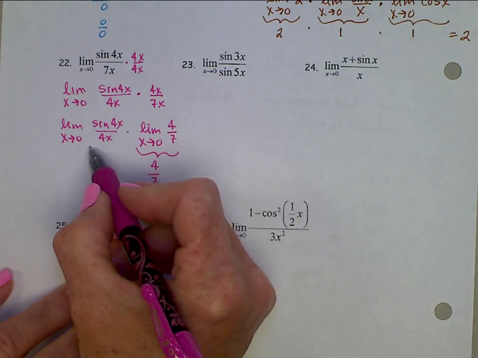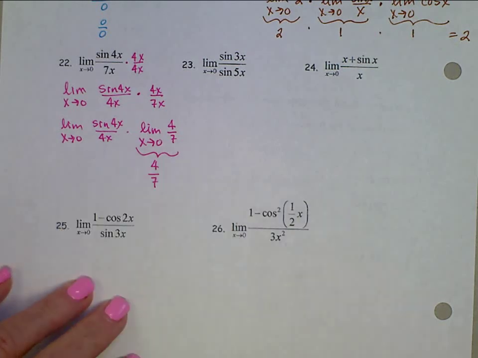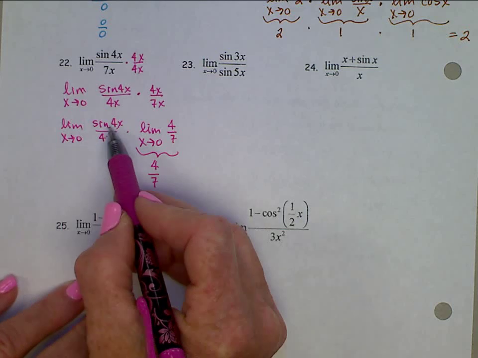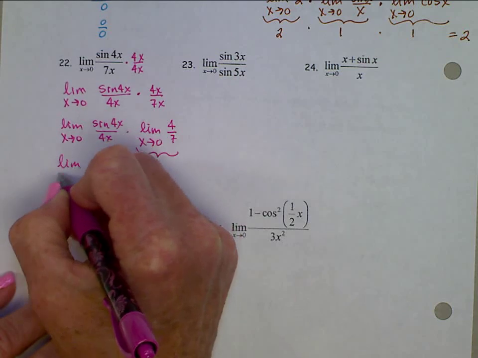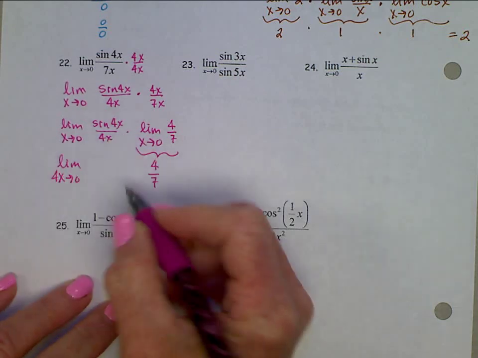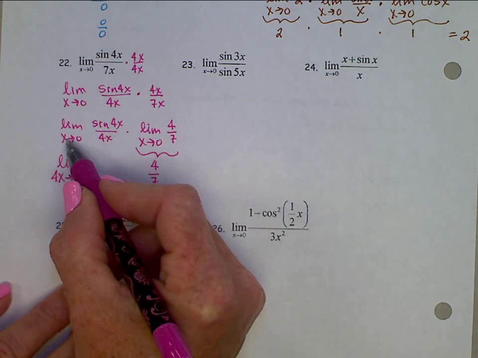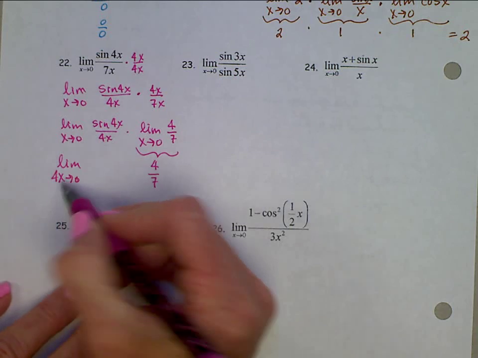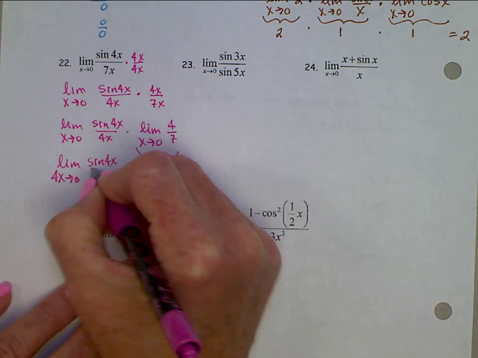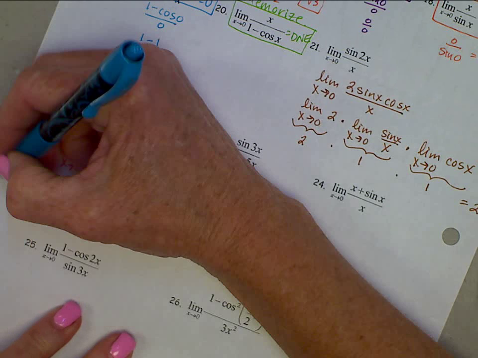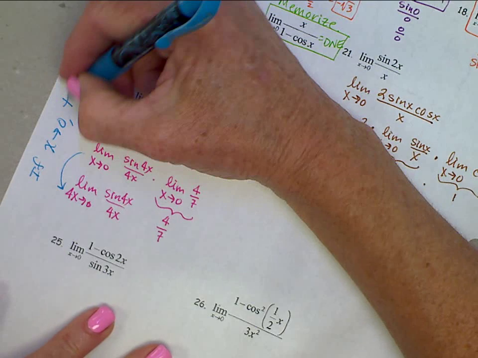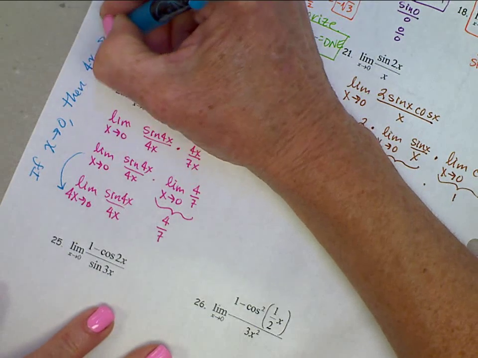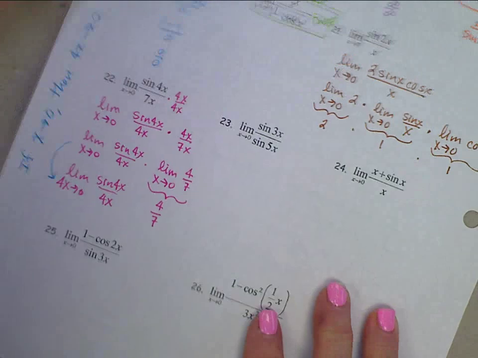Over here, we have a little bit of an issue because these don't match: this x, this 4x, and this 4x. So we have to think about this and realize that if x goes to 0, 4x also goes to 0. So we can change that.